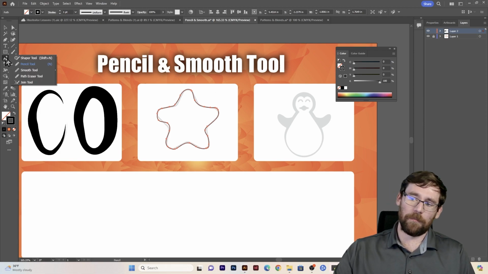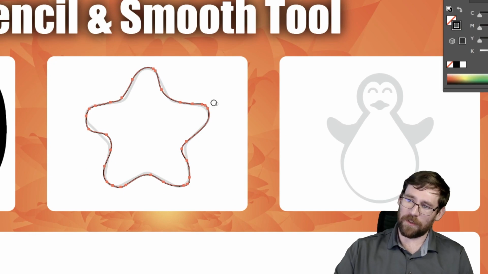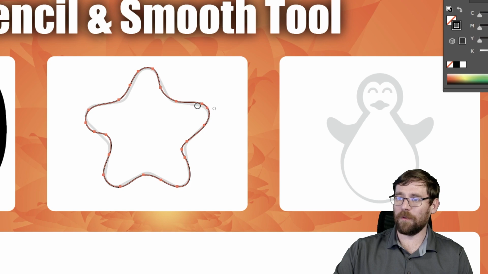Now, with this shape, you can see it's rough. So I'm going to grab my smooth tool and I'm going to look at some areas on this shape that are particularly rough, like this corner right here or down here at the bottom. If I were to click on this, one click, you see it smooths up pretty well. If I were to click and drag, I can smooth out multiple anchor points, and it'll try to match kind of where I'm dragging to.